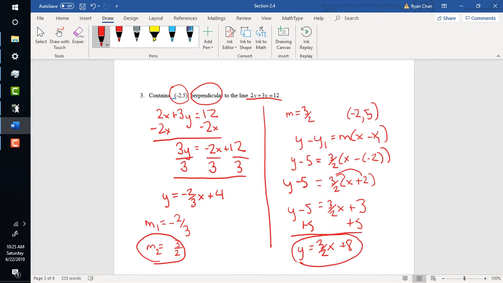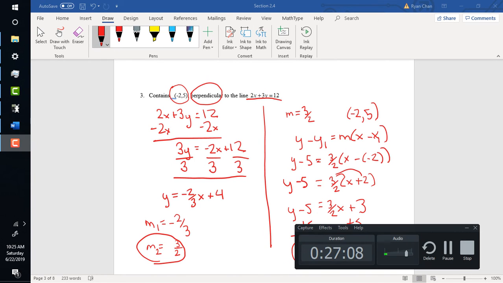Okay, so that is pretty much it for 2.4. I think this should be sufficient for you guys, but if you have questions, feel free to send me an email or post on the discussion board. Okay, we'll come back and we're going to start with 2.5.